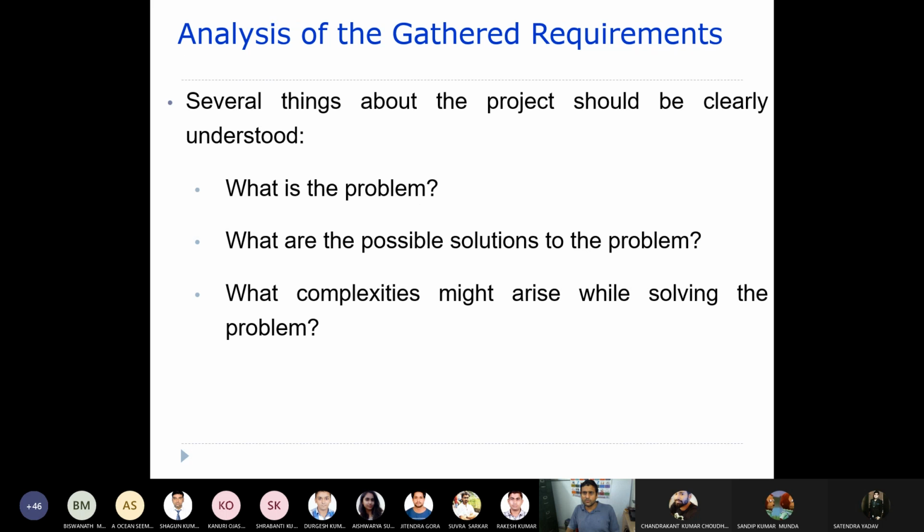So there are several things about the project that should be clearly understood. What is the problem? What are the possible solutions to the problem? What complexities might arise while solving these problems, right? So everything should be analyzed here.